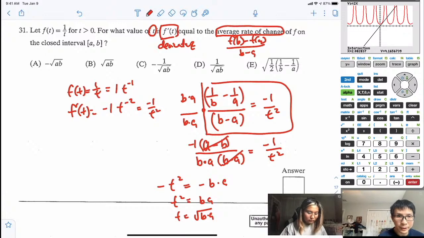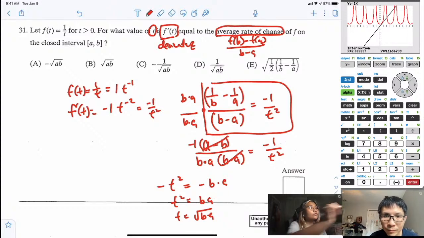Do you guys see what I did? Why is there a -1 in the numerator? If you move the things around, you're able to cancel it out.